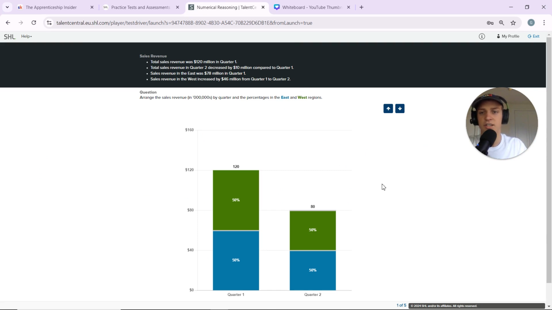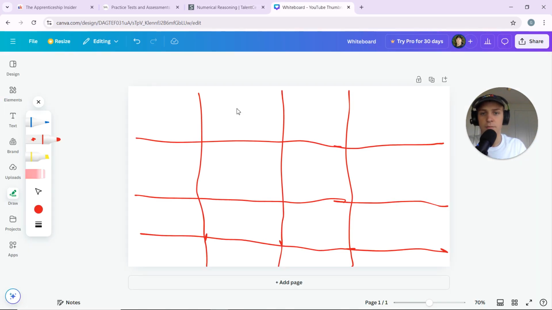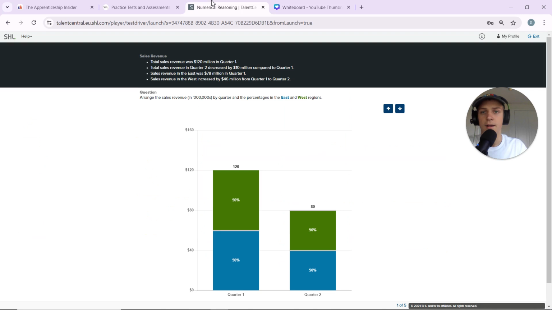When you look at this question, you'll be able to recognize it's one of these questions where there are 2 competing variables. The competing variables are Q1 and Q2. You've got data for 2 different quarters of the year, Q1 and Q2, and you also have data for East and West.